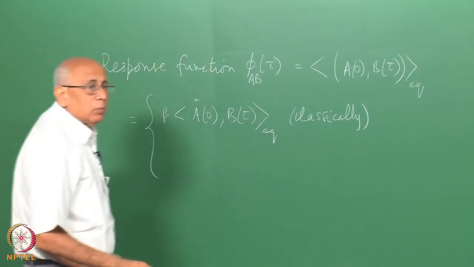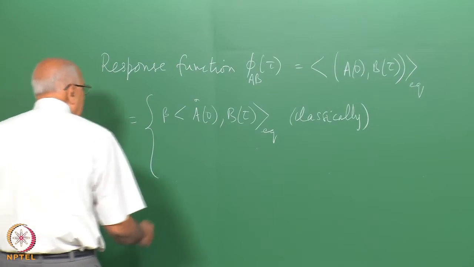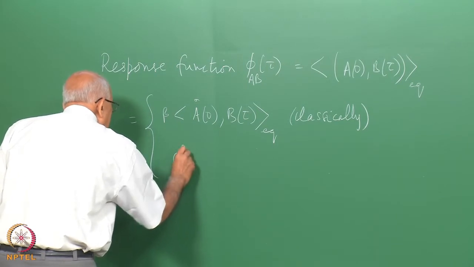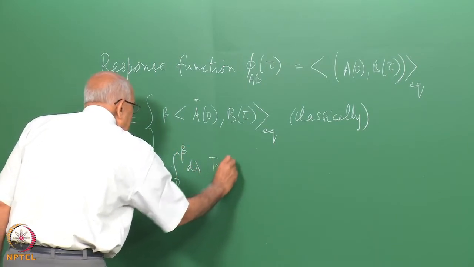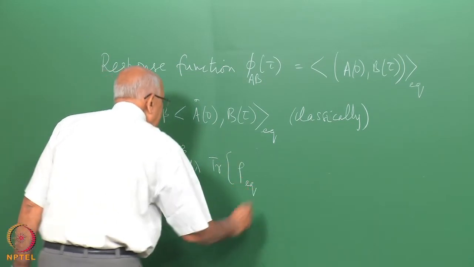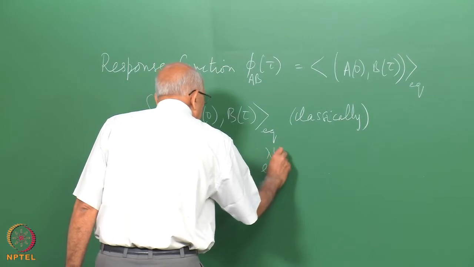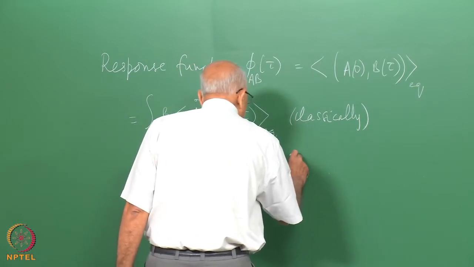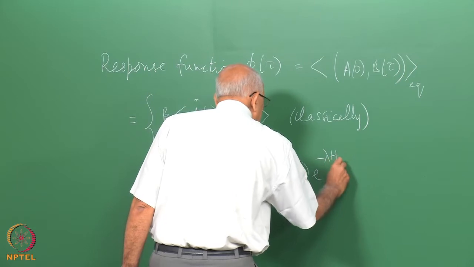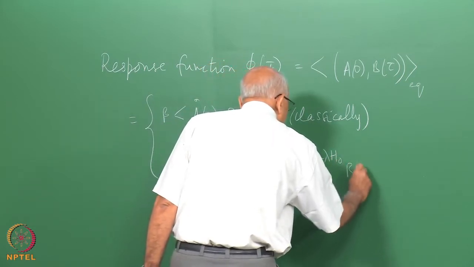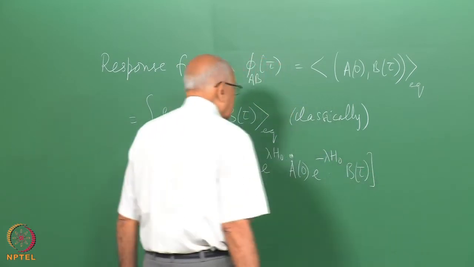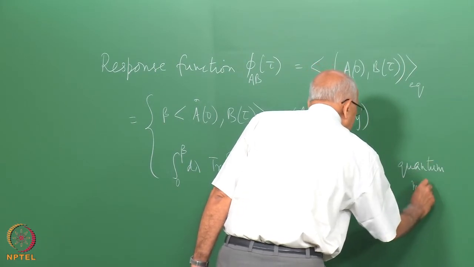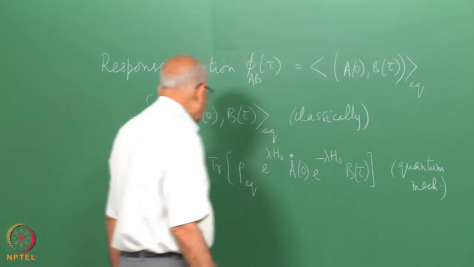Quantum mechanically, we had a somewhat more complicated formula. It was equal to an integral from 0 to beta d lambda and then the trace of rho equilibrium times e to the lambda h naught, A dot of 0, e to the minus lambda h naught, and then B of tau, like this. This was the quantum mechanical case.